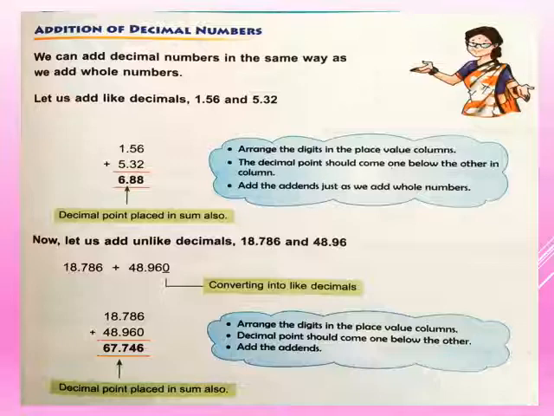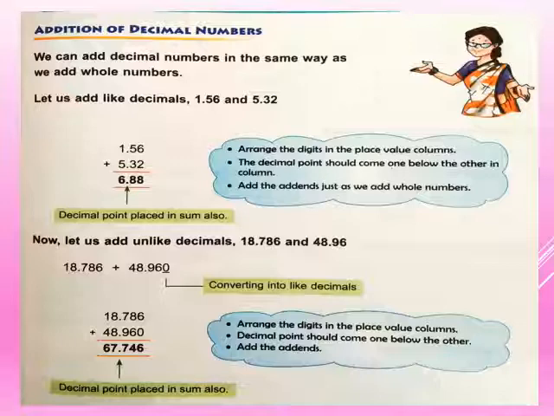Now we will add unlike decimals: 18.786 and 48.96. Here in the first number the decimal places are 3, and in the second number the decimal places are 2. So 18.786 plus 48.960. Why 0? Because we are converting the decimals into like decimals. In the previous lesson we have seen how to convert unlike decimals into like decimals. We have to put the 0.